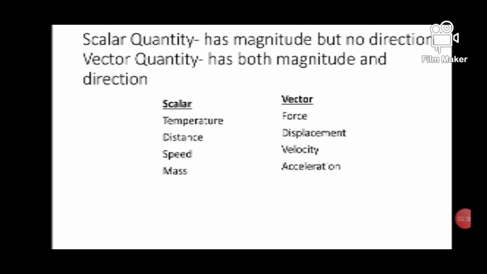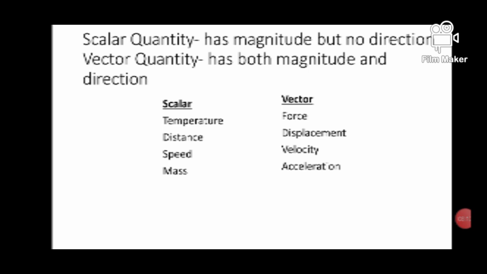Some more examples of scalar quantities are distance, because it only describes the distance or the measurement. But in vectors, displacement is a distance with direction, because displacement tells us the change in position.